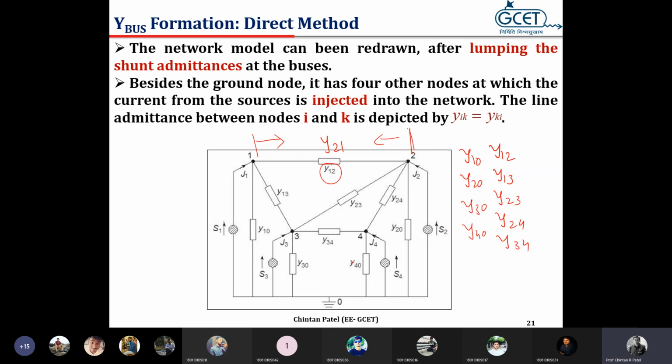But whether we are standing on bus 1 or bus 2 and looking to the opposite end, whatever we see, Y12 or Y21, both are the same because we are not going to change the transmission line. So you can say Y12 or Y21, it is the same. In short, Y of IK is the same as Y of KI. Similarly, Y10 or Y01, both are the same.